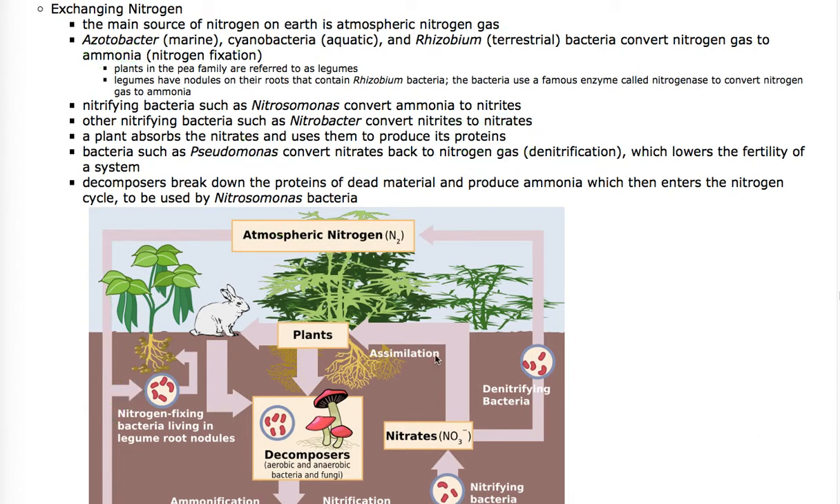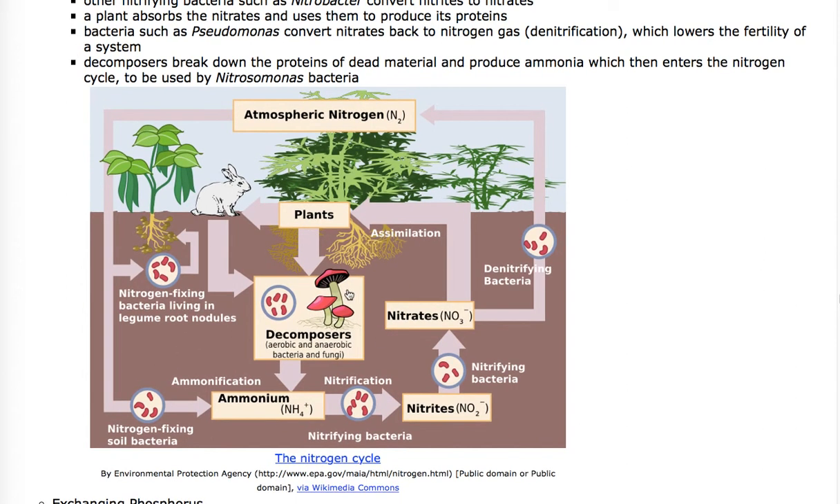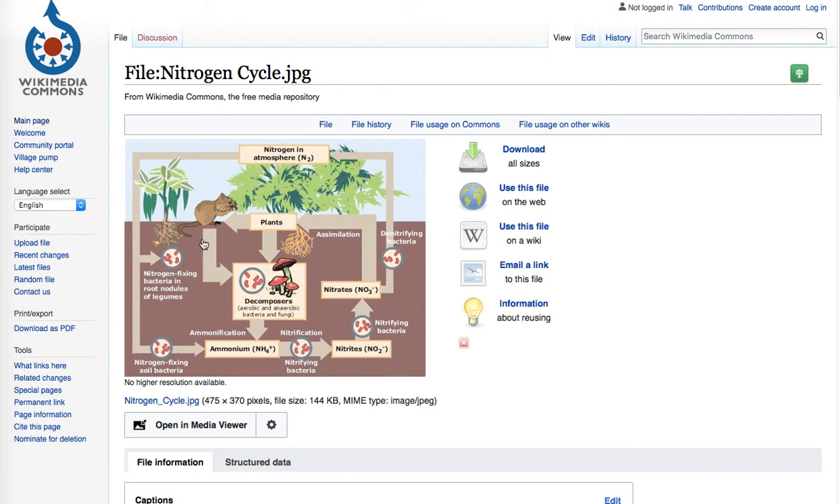The nitrogen cycle is pretty important because it's a major limiting factor in terrestrial systems, and it's an important limiting factor in aquatic systems.